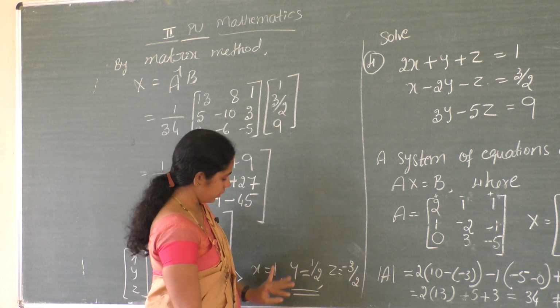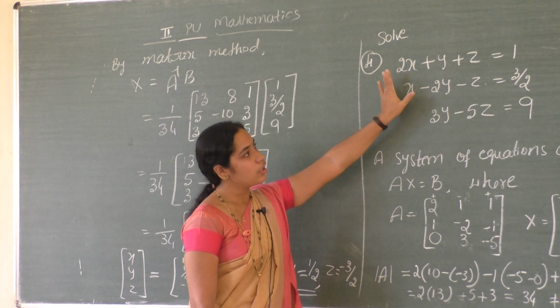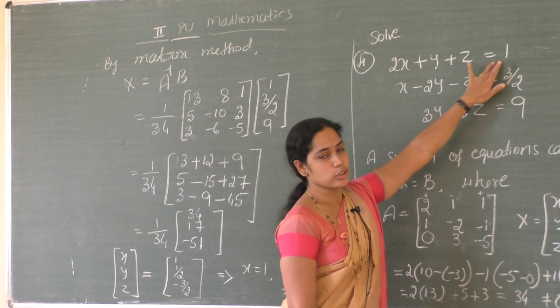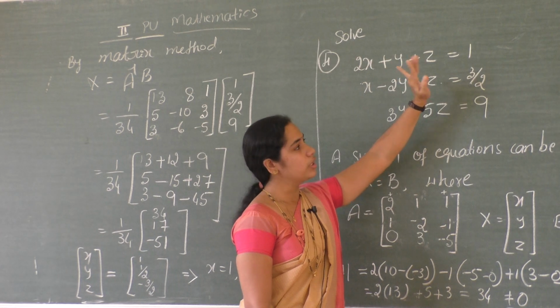For verification, substitute the values in the given system of equations. The values should satisfy any one of the equations. Left hand side should be equal to right hand side.